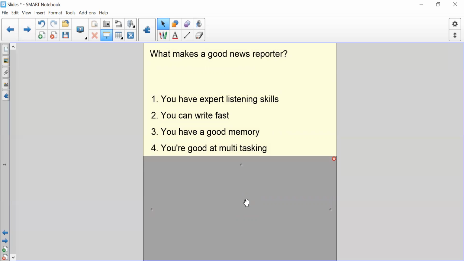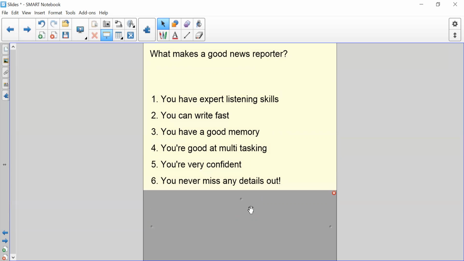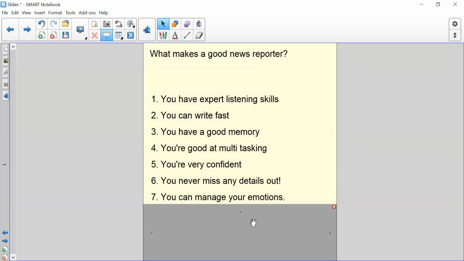You're good at multitasking. You might need to be holding your microphone, asking the questions and writing notes at the same time. You're very confident. There's no point in being shy and scared to ask things as a news reporter. You need to get as much detail as possible. You never miss any details out. It's really important as a news reporter that you get the full story so that when it is published in the newspaper, people are not given fake news. You can manage your emotions. This one's really important. If something has happened in the world that is quite upsetting, as a news reporter, you can't show these emotions because you need to focus on the job.